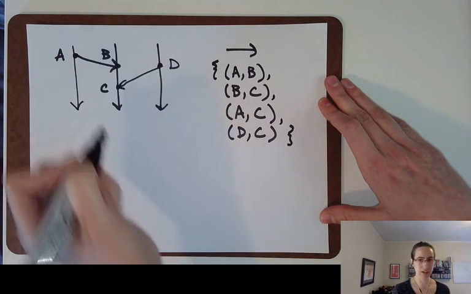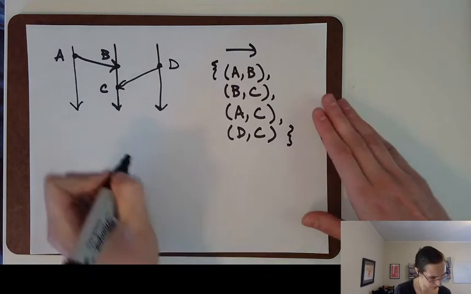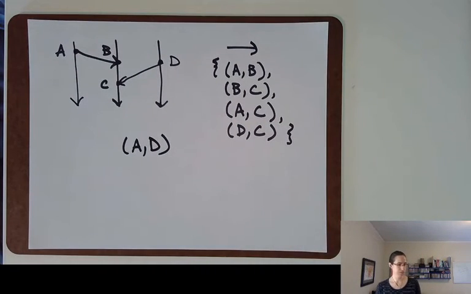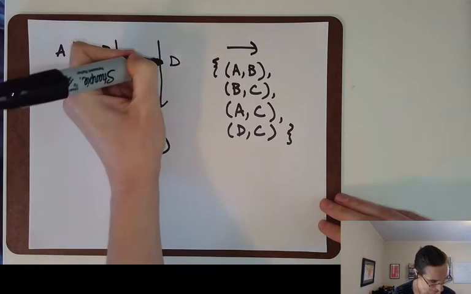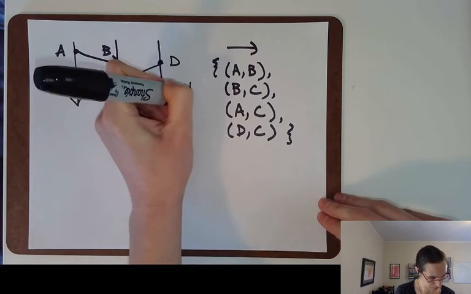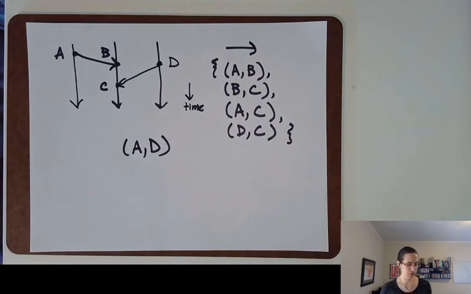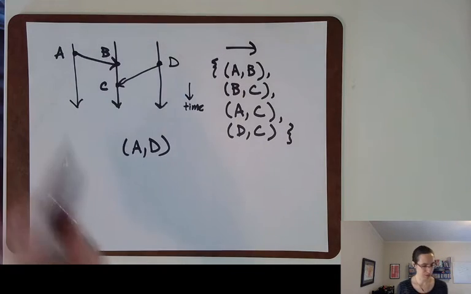Somebody asks in chat, should AD be in there? Did A happen before D? Do we know that? Yeah, so we don't know that. Maybe it did, right? But we don't know for sure that it did. Maybe it kind of looks like it did, because if time is in this direction, then it looks like D appears a little bit lower than A in this picture. So it might indeed look as though D happened before A.